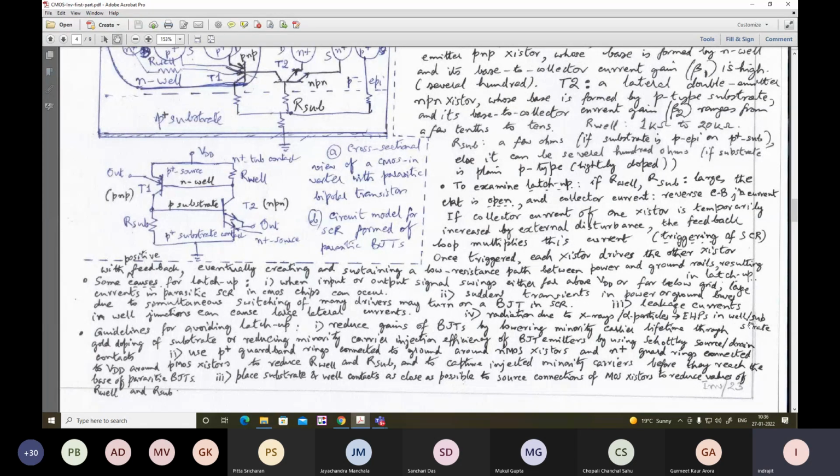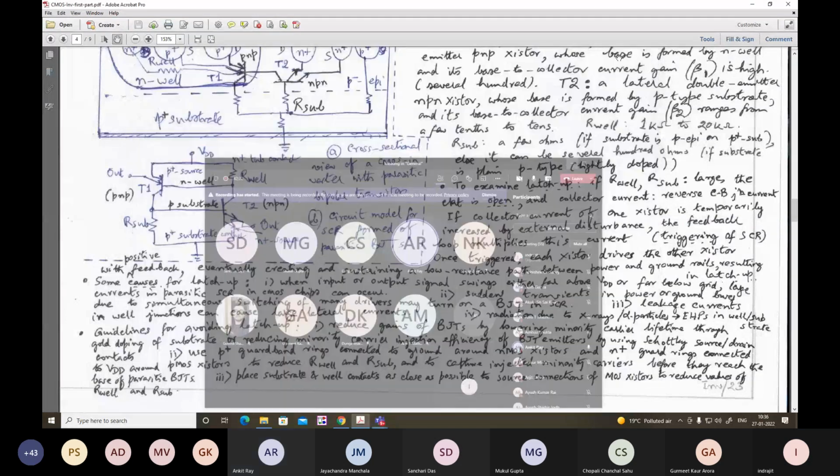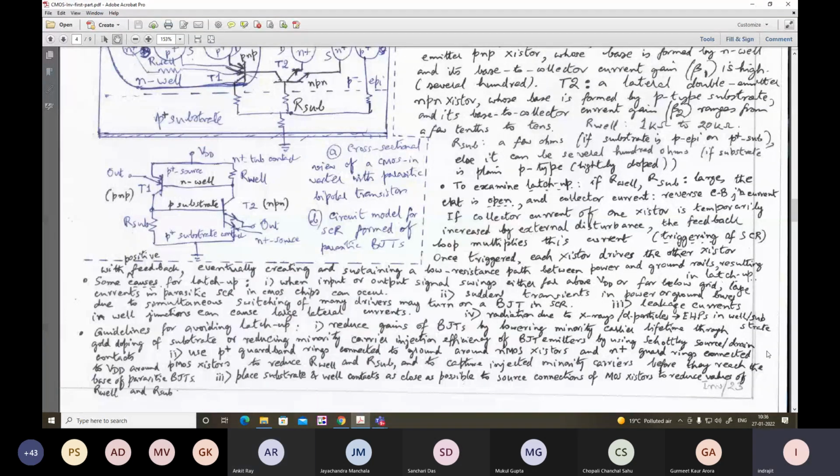And how to avoid the latch up? Yes, yes. Sir, why does the vertical BJT have a higher current gain than the lateral one? Okay, Ankit, I'm not able to tell you the details.